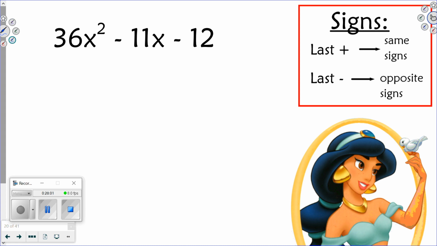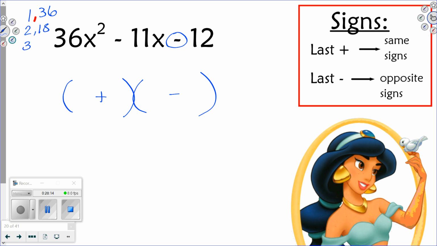Okay, because there is no GCF in here. My last one is negative, which means my signs have to be plus and a minus. When you're making your list, you had 1 and 36, 2 and 18, 3 and 12, 4 and 9, 6 and 6. All right, over here we had 1 and 12, 2 and 6, 3 and 4. So it's not as terrible, but still, we have a lot of possibilities.